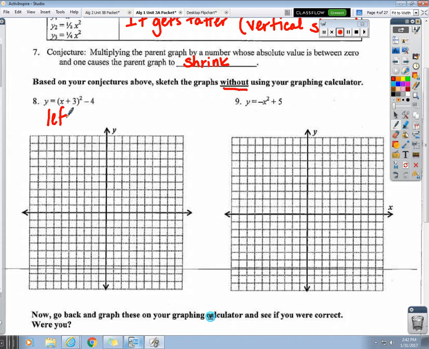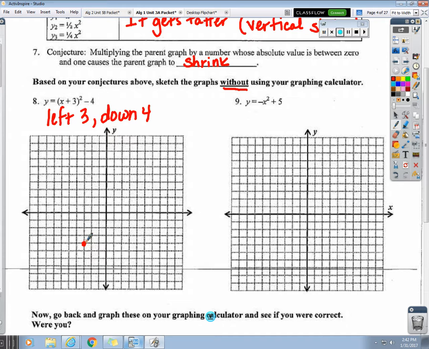Left 3. Remember, horizontal shifts are always opposite of what you would think. Plus actually moves it left. Numbers outside the parentheses move it up or down. In this case, it'll be down 4. So that means our vertex of this parabola is going to be left 3 and then down 4.